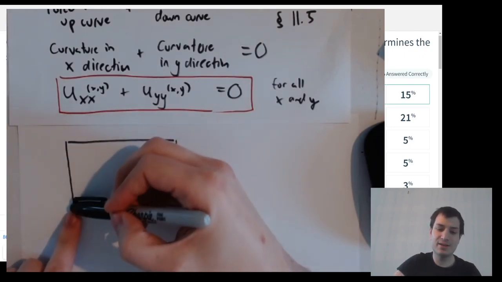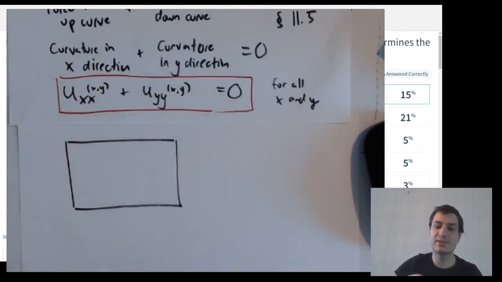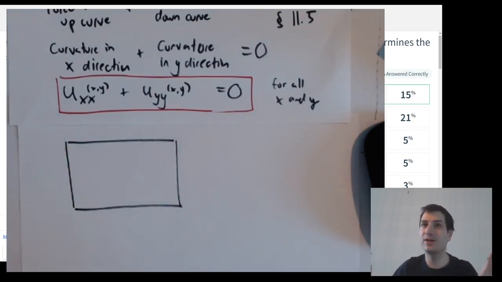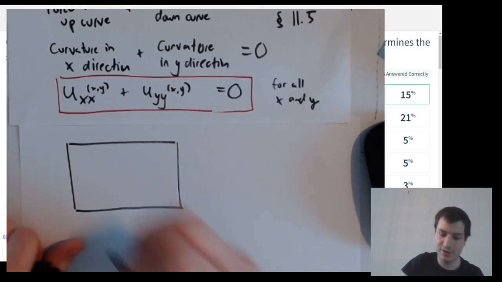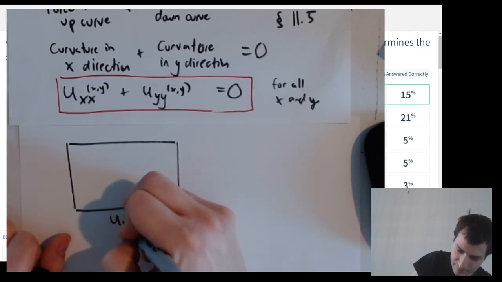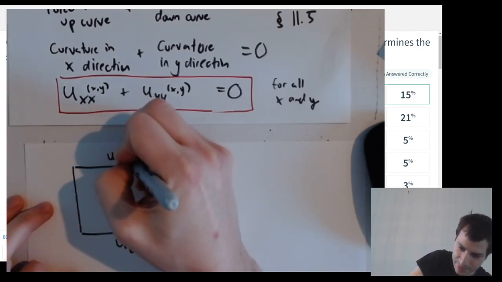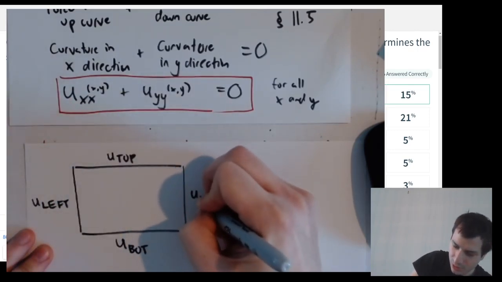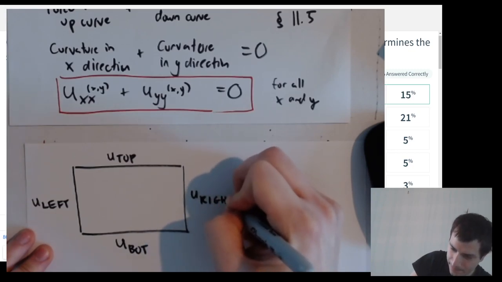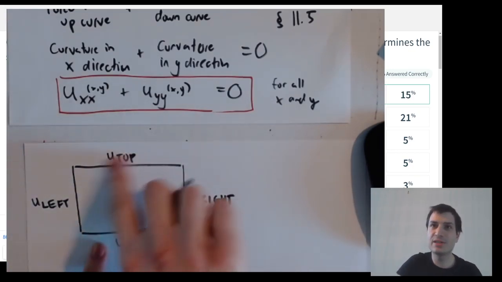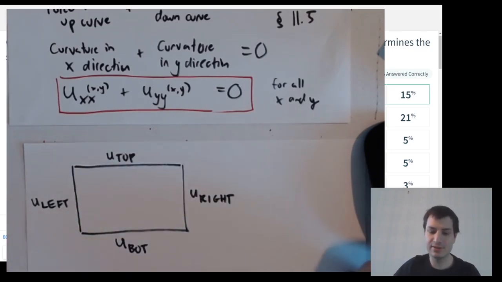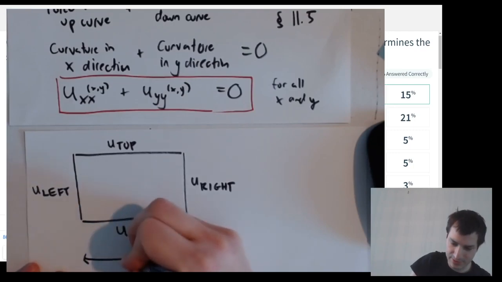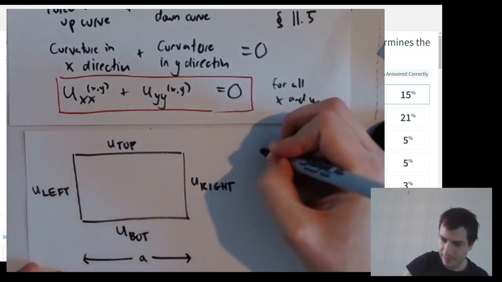We've specified the shape of the frame on all four sides. So you get four functions that tell you what they are. I'm going to call the four functions u bottom, u top, u left, and u right. They tell you the shape on each of the four sides. It's a rectangle, and you also have the width of the rectangle. I'm going to call this side a and this side b.